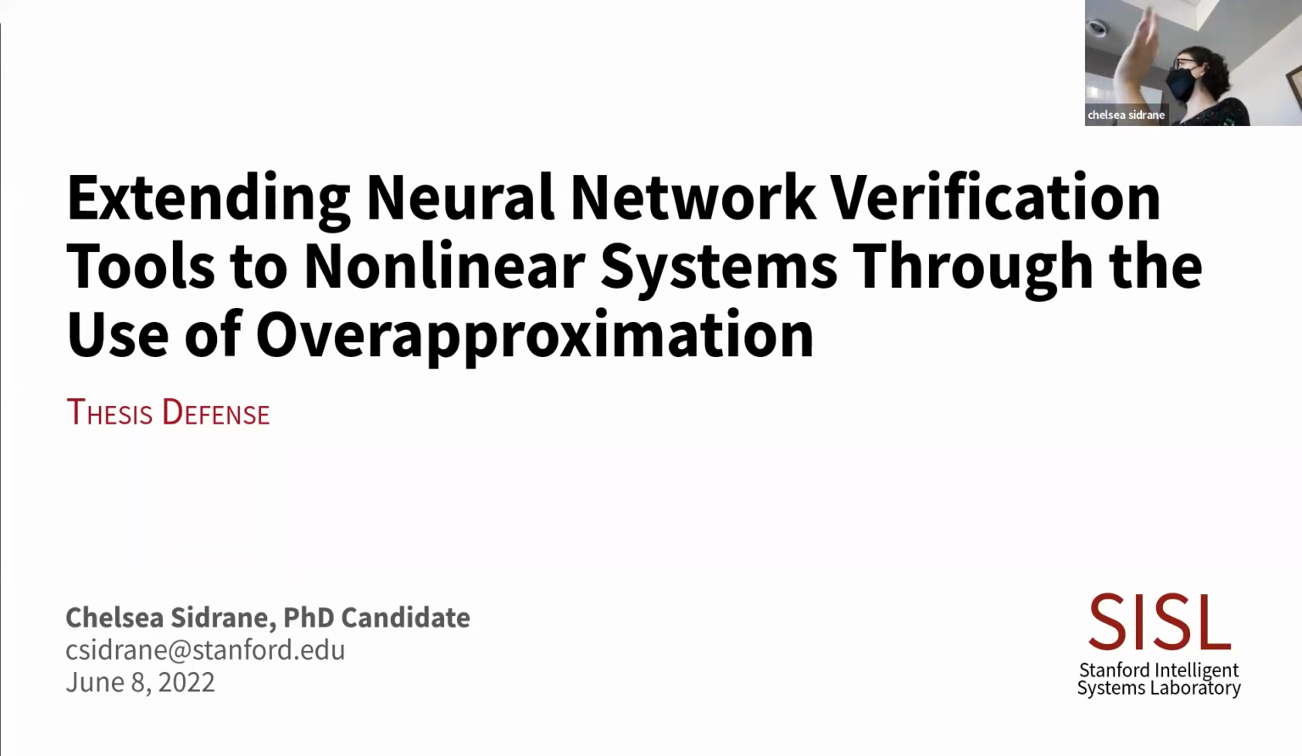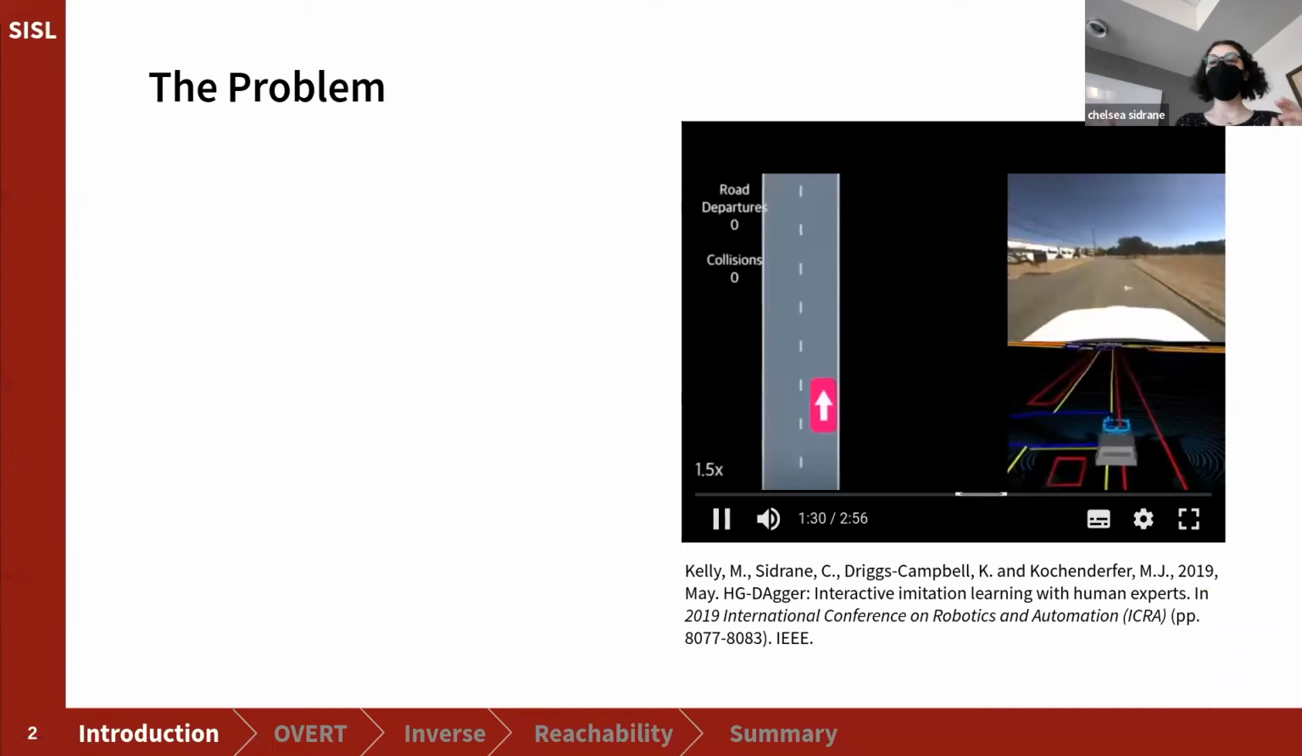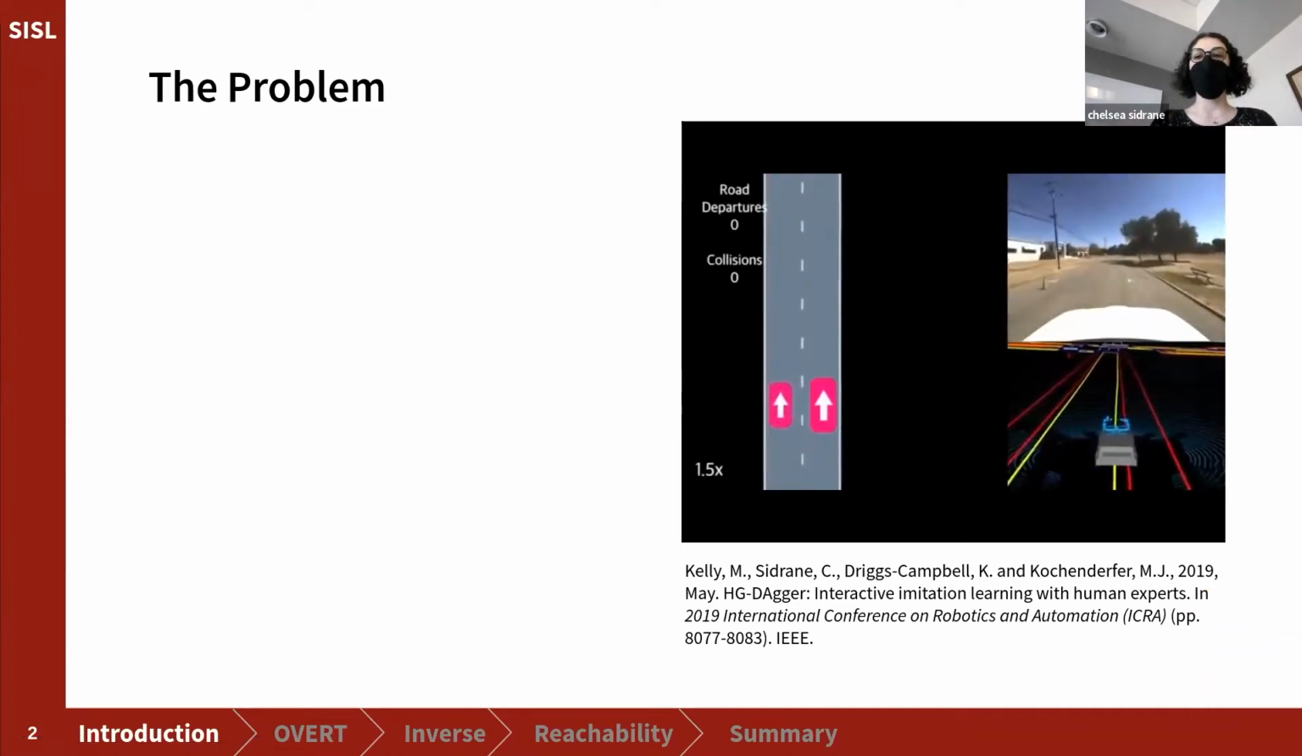Today, I'll be talking about extending neural network verification tools to nonlinear systems through the use of overapproximation. So, neural networks can do really impressive things, like be trained to drive cars in less than a day.